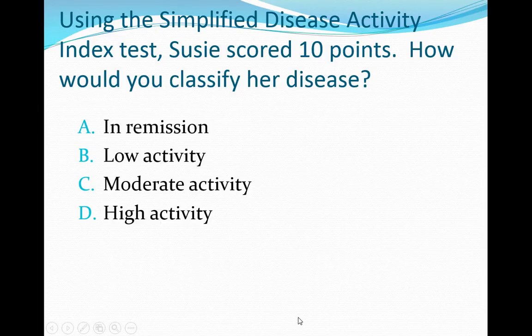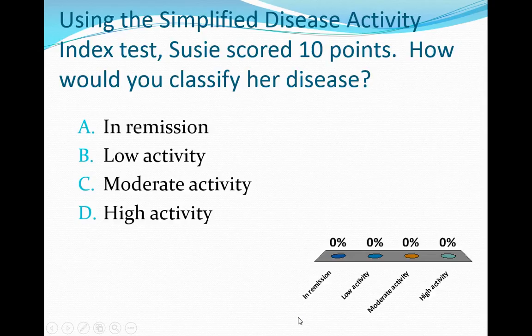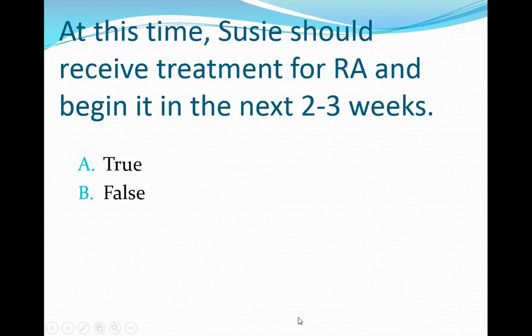On the Simplified Disease Activity Index, she scored 10 points. This would put her at moderate activity. And when should she start therapy? Should she start it in 2 to 3 weeks? Or not? So she should start it as soon as possible. The only thing you have to make sure about is her vaccines are up to date, her PPD test is up to date, and she has no contraindications.